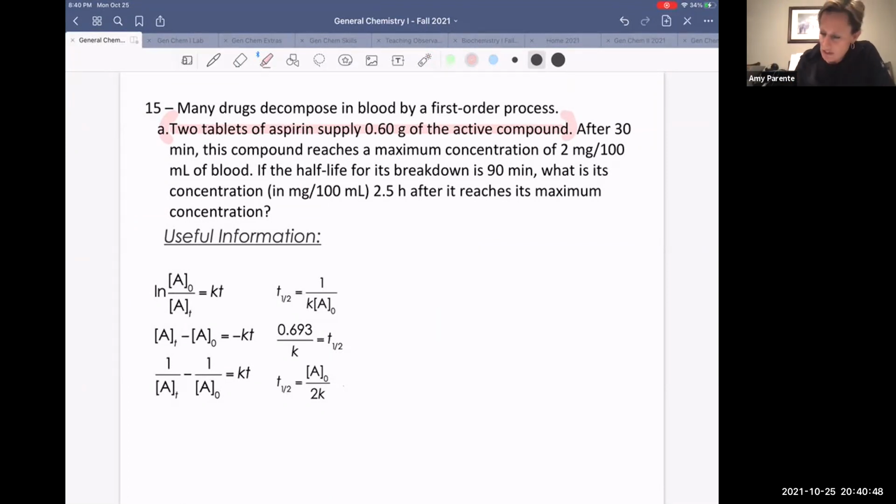Again, that's just the units. Here are the units that we have here. Okay, those are units. If the half-life for this breakdown is 90 minutes, what is going to be the concentration? And again, they're asking for the same units, okay, 2.5 hours after it reaches its maximum concentration. Okay, so pause for a second if you want to try working through this problem.